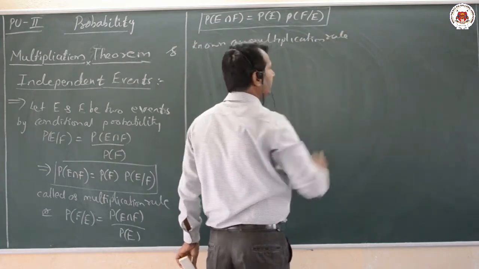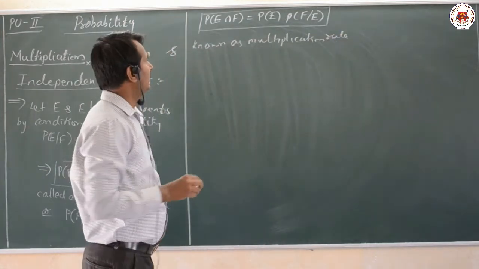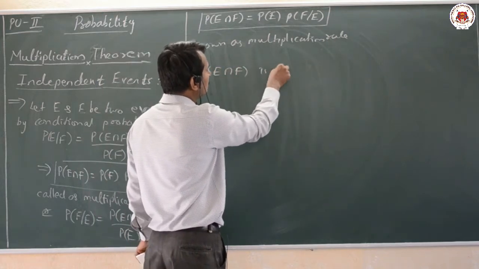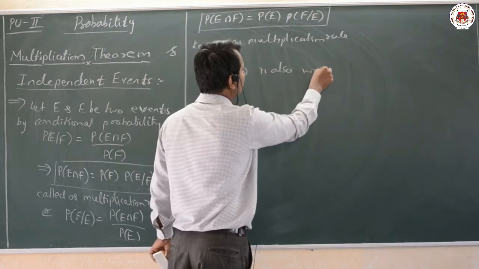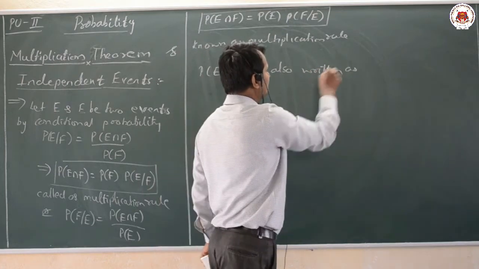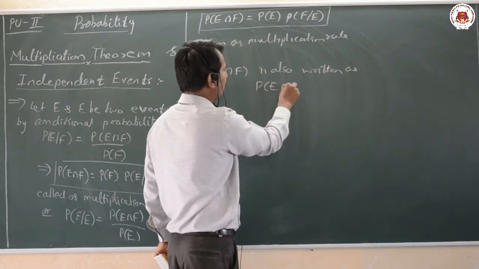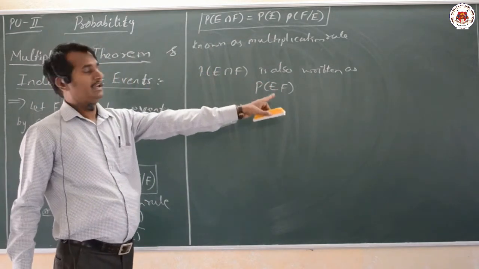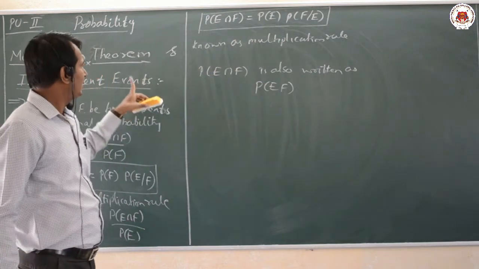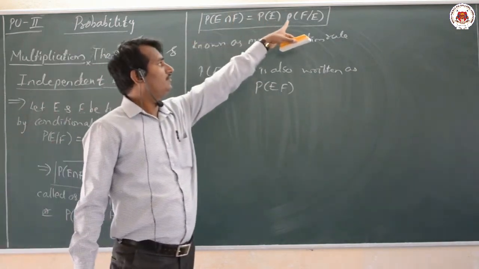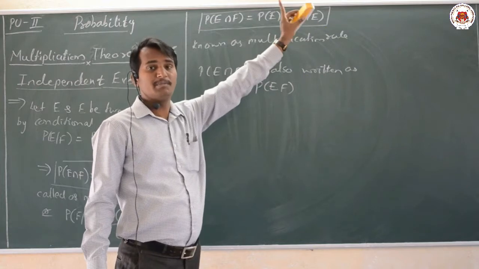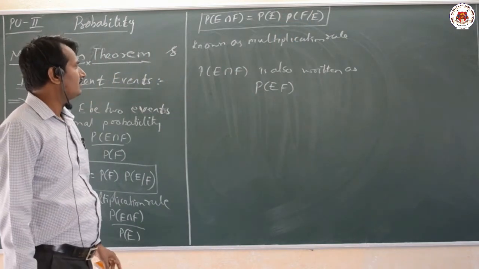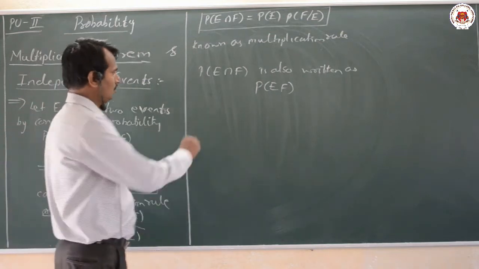Now, dear students, one thing we have to observe: P of E intersection F is also written as P of EF. EF means E intersection F. Here P of E bar F, both events are dependent on each other. This is one particular idea. This is all about the multiplication rule.